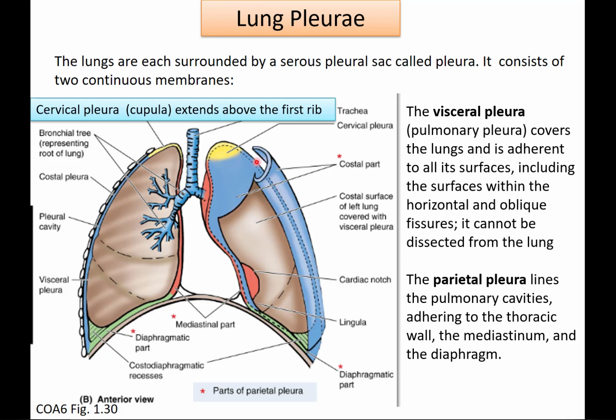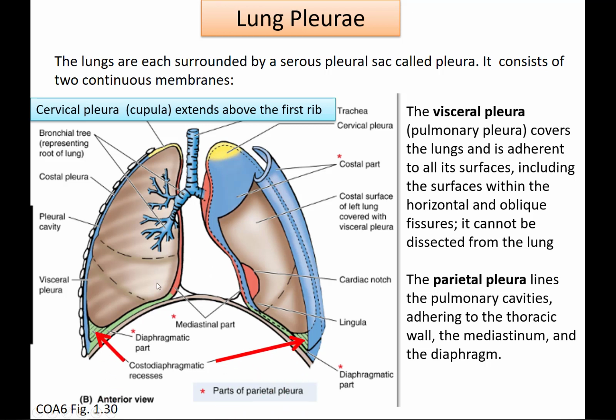Then you also have the parietal pleura, which lines the pleural cavity, so the inside of the thorax and the mediastinum and the diaphragm. This parietal pleura is named depending on where you find it. For instance, you have the cervical pleura, where the cupula is, which extends above the first rib. That's important to know, actually. If the superior limit of the lungs is above the first rib, that's already where you can injure it. So if you have injuries to the superior thoracic outlet, it can easily create damage to your lungs.